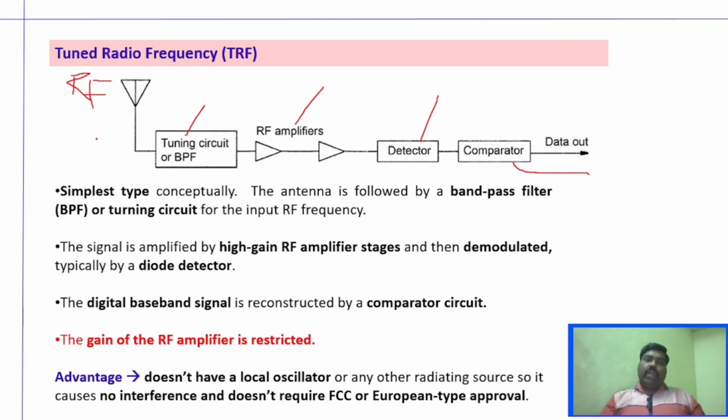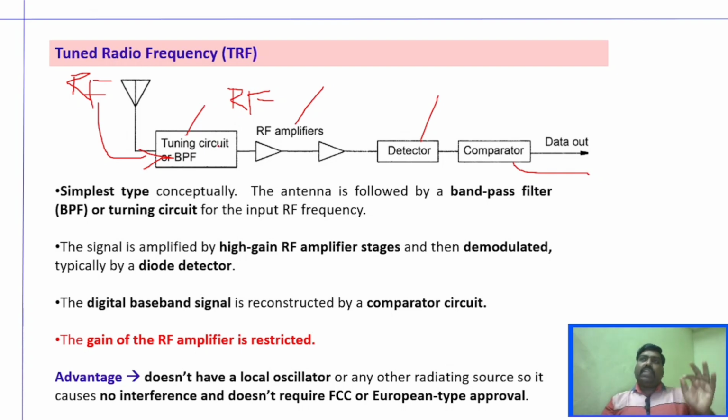So first, we will have a tuning circuit which will tune the received signal to the required RF frequency. It will eliminate all other signals and tune that RF signal. That is, it will allow only a certain frequency of signal, so that we can detect the original message signal that has been transmitted.